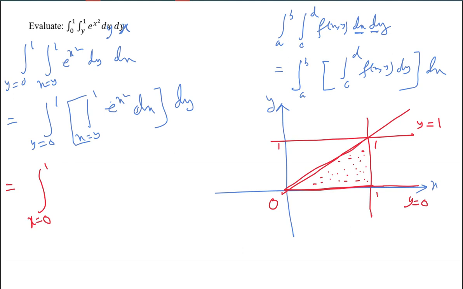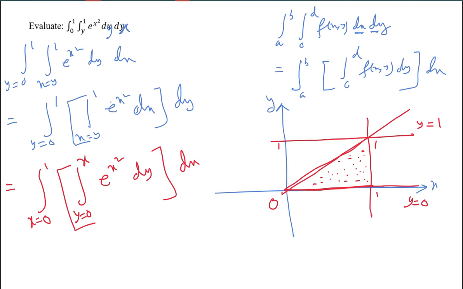So I am writing from y is equal to 0 to y is equal to x, e to the power x square. Then first we integrate with respect to y, then with respect to x. Is it clear? I am just changing the limit by seeing the region. Now when you integrate with respect to y, e to the power x square will be constant, so it will be easy to integrate.